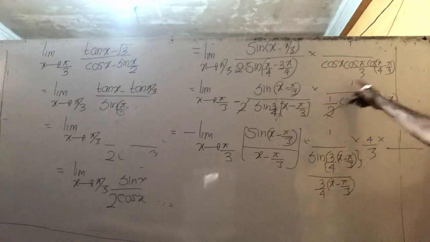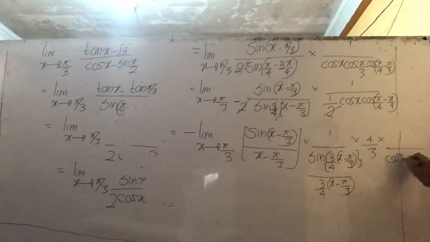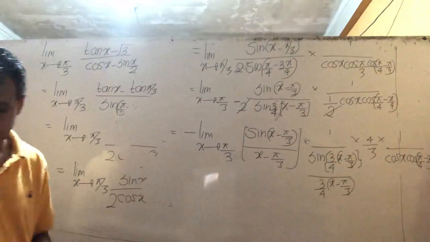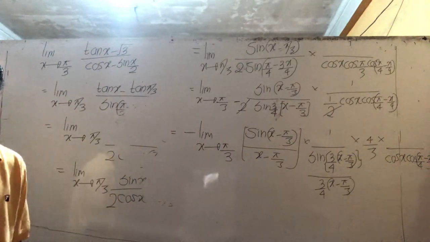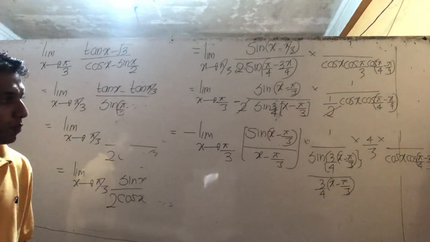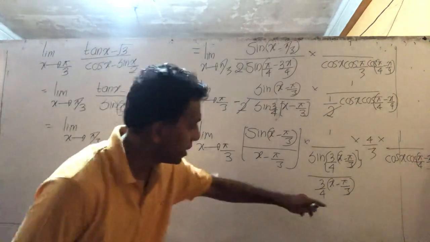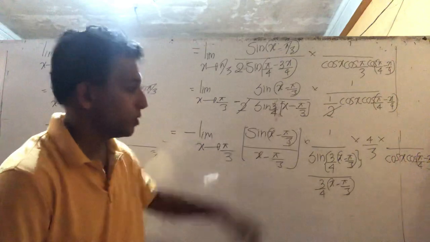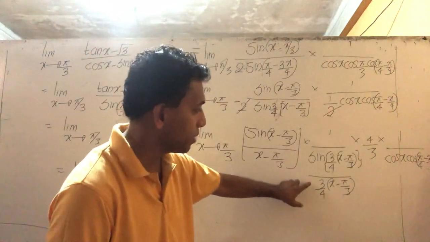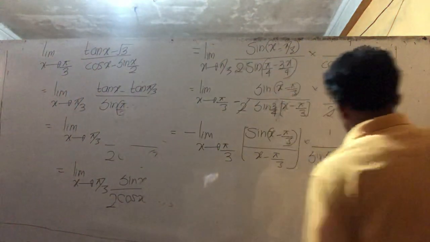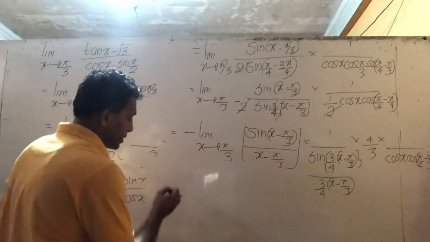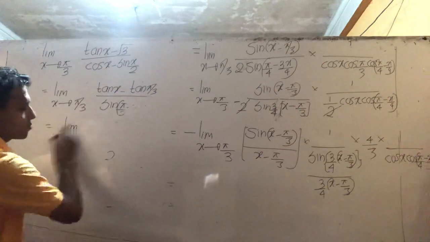And here 1 over cos x, cos of pi by 4 minus x by 4. Okay, you see, it's the important point in this question, how to change this. So is it okay, 4 over 3, the additional part is 3 over 4, to remove it, this 1 over 3 over 4, remove this by 4 over 3. Okay, now see the answer finally.